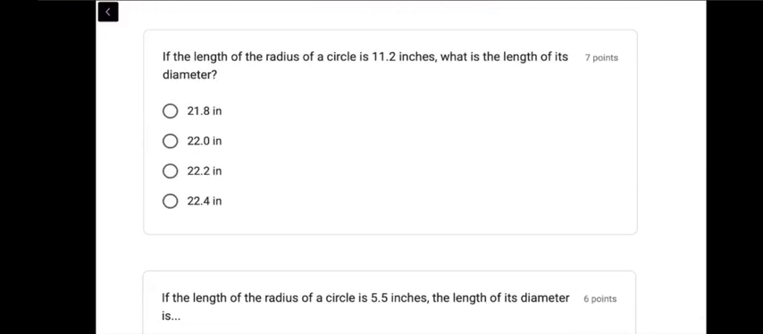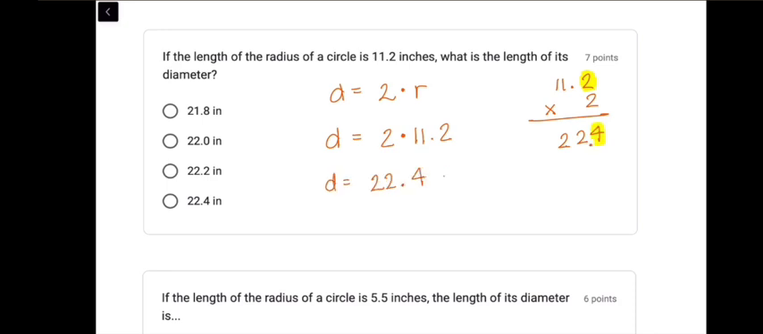In this problem, if the length of the radius of a circle is 11.2 inches, what is the length of its diameter? Well, diameter is equal to 2 times the radius. Given that the radius is 11.2, we can go ahead and multiply times 2 to see what the diameter will be. 11.2 times 2, that will give us 4, 2, 2. Since I have one number behind my decimal point, I need one number behind my decimal point. Therefore, diameter will equal 22.4 inches as my final answer. So the answer would be D.